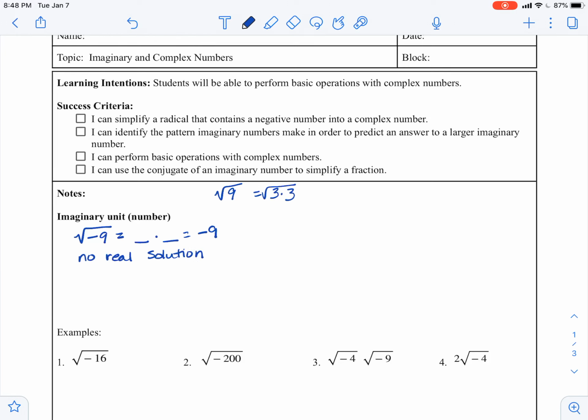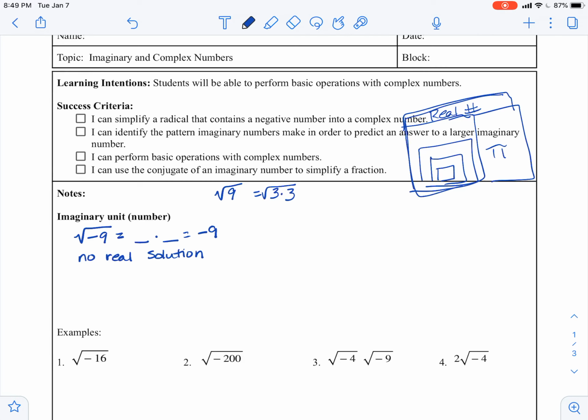Now, what I mean by that is at the beginning of the year, one of the first things that we started talking about was we said, okay, we got our counting numbers, you've got your whole numbers, you've got your integers, you've got your rationals, you had your irrationals, which were like pi, and we said every one of these were real numbers. Okay? So when I say no real number, what I'm saying is there's nothing in here. No integers, no rational, no irrational, no nothing that will work for this problem.